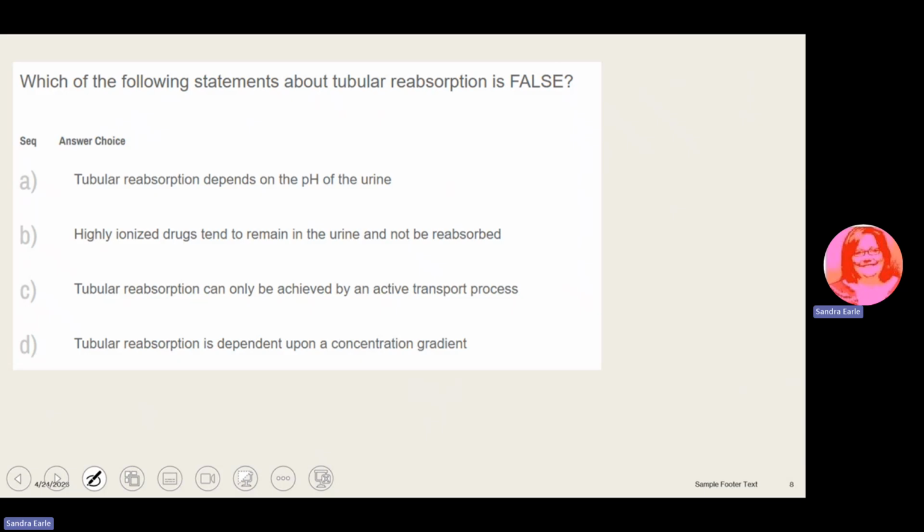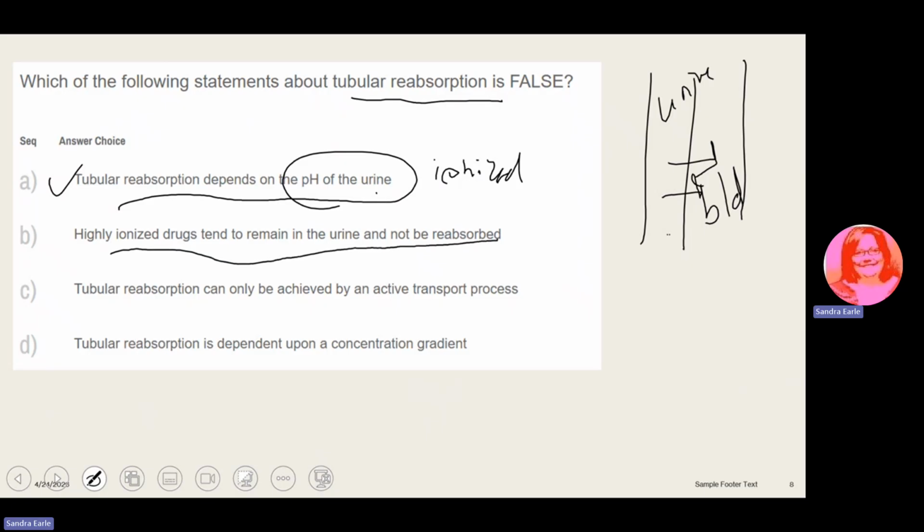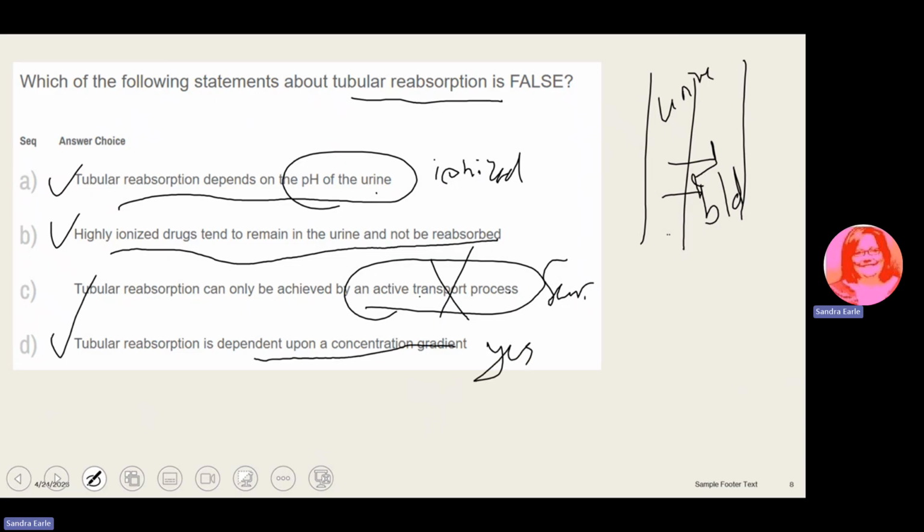Next, which of the following statements about tubular reabsorption? So tubular reabsorption is a passive process where the drug is moving from the urine into the blood. So tubular reabsorption depends on the pH of the urine. Yes, because ionization character is one of the things that determines if it's going to be passively able to move. So yes, that's true. Highly ionized drugs tend to remain in the urine and not be reabsorbed. That is true as well. Tubular reabsorption can only be achieved by an active transport process. Nope, that's secretion, isn't it? Tubular reabsorption is dependent upon a concentration gradient. Yes. So those are the three that are true.